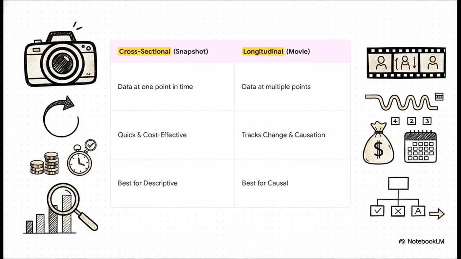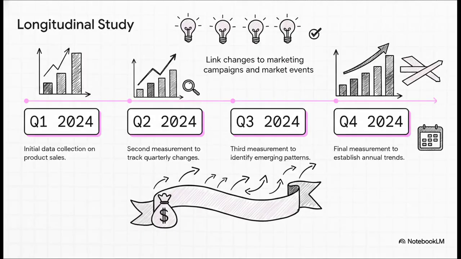On the other hand, a longitudinal study? Now that's the movie. It's more expensive and takes way longer, but it's the only way to track change over time and really get at causation. For example, if an economist wants to see the real impact of an interest rate hike on the housing market, they can't just look at 1 month's data. That tells them almost nothing. They need to track mortgage applications quarter after quarter after quarter. Only by collecting data at multiple points in time can they see the actual trend and figure out if the rate hike really did the trick.